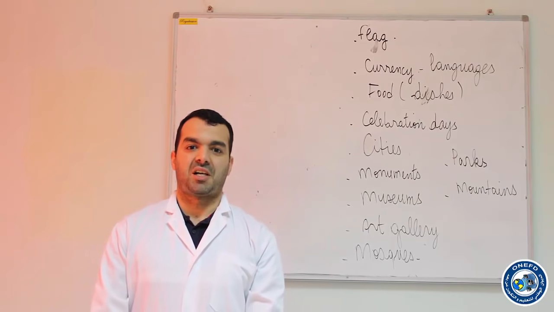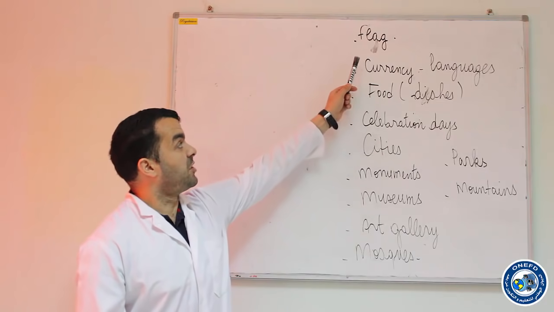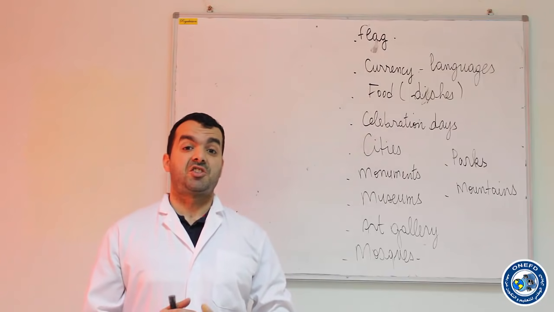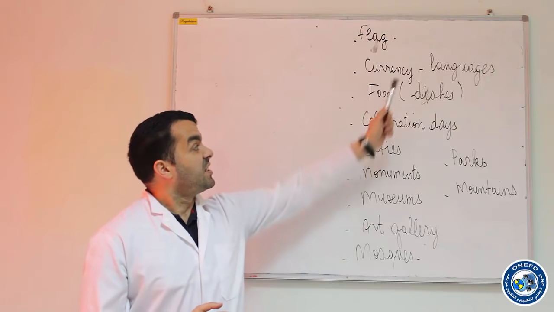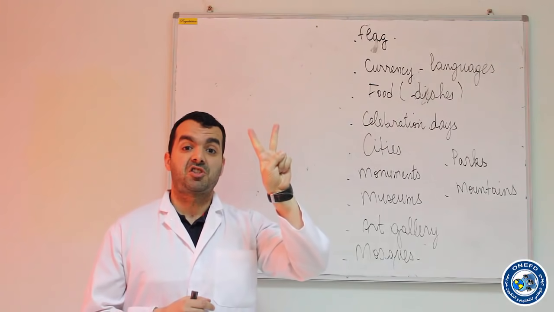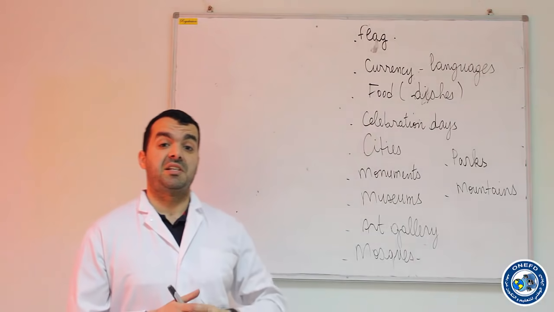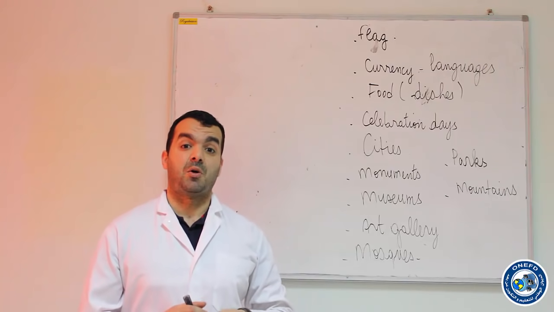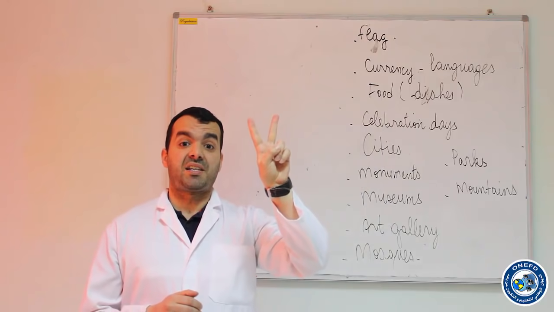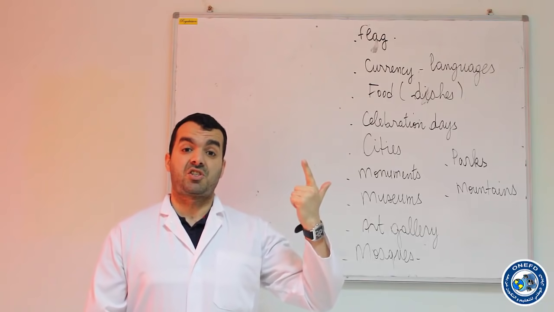My dear pupils, let's recap, let's summarize. We have seen so far the Algerian flag, the currency, the Algerian dinar, and the many spoken languages in Algeria. We have two official languages, Arabic and Tamazight. We have seen famous food, for example, couscous, our national dish. We have seen celebration days. We have religious celebration days and national celebration days.